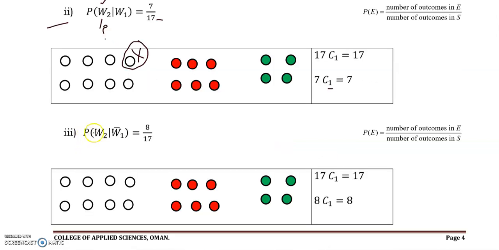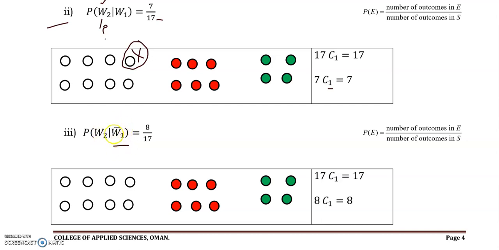What is the probability of W2 given W1 bar? Here this is the condition. What is W1 bar? W1 means the first ball drawn is white. W1 bar is the complement of W1, that is, not white. The first ball drawn is not white. This is the condition. Under this condition, we have to find the probability of W2.